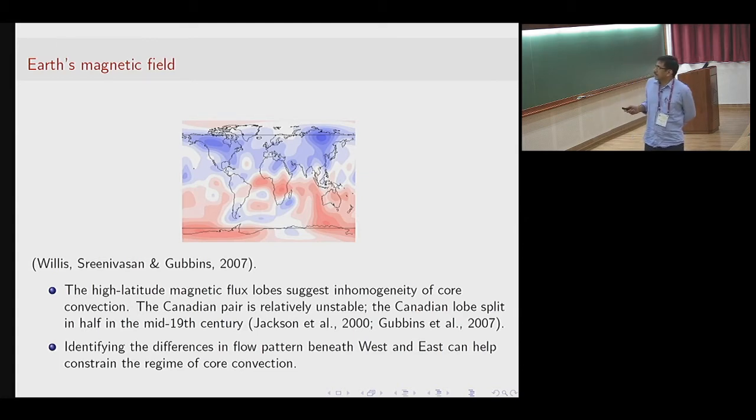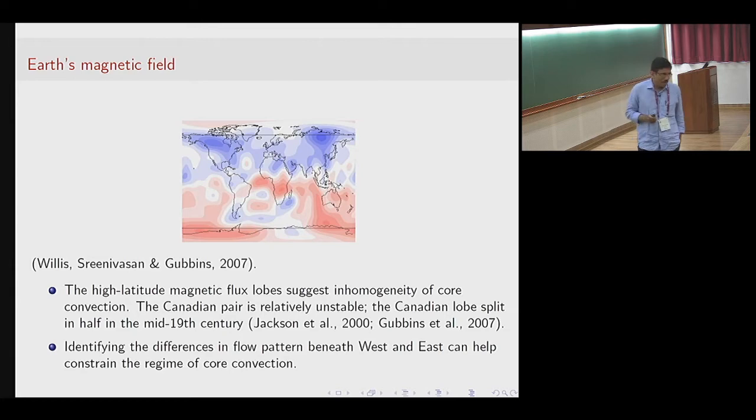And this interaction gives rise to an inhomogeneity in core convection. We find that the patches beneath Canada are relatively unstable, and sometimes they break into two. You might have read in the media recently that the Earth's magnetic north is actually migrating towards Siberia from Canada, which means that this region of the magnetic flux has weakened considerably, and this region has strengthened.